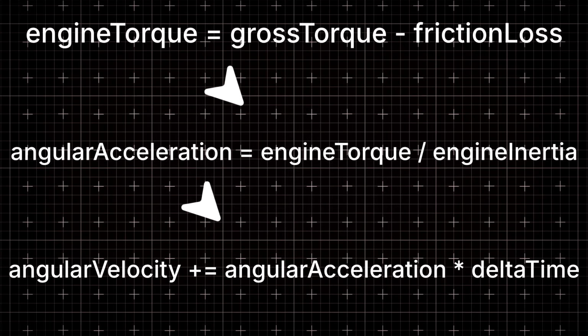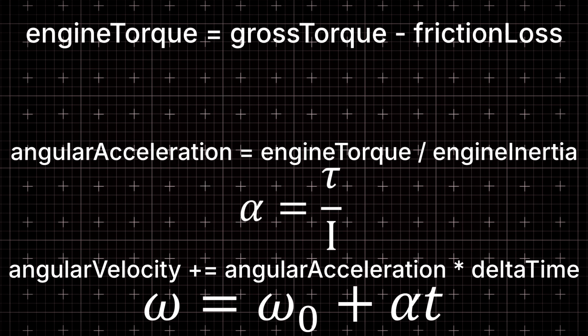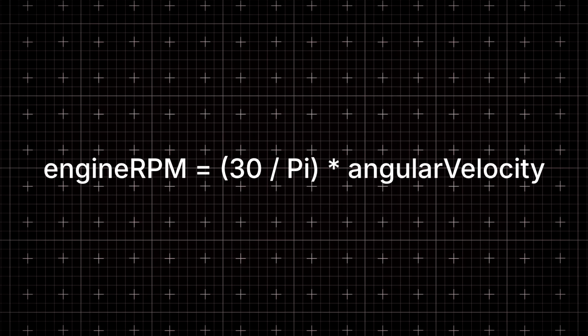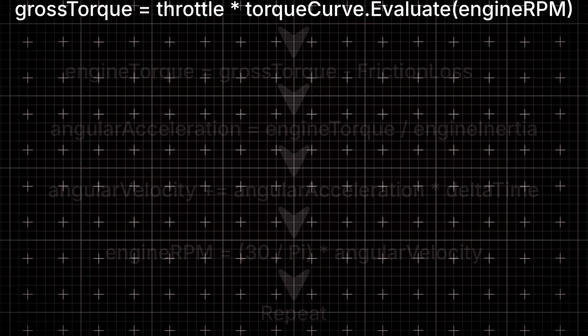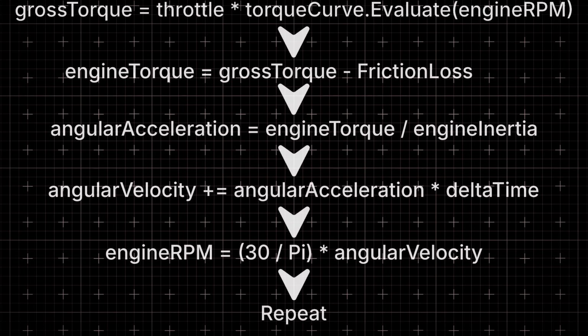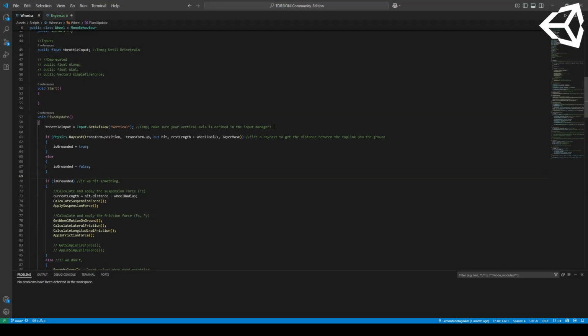We can then integrate the engine's angular velocity using the aforementioned equations, and then convert the engine's angular velocity from radians per second into RPM, and use that for evaluating the engine's torque once again, completing our engine cycle. We'll start off by first commenting out the throttle input in our wheel script. We'll be disabling it until our drivetrain is complete and connected to our wheels.